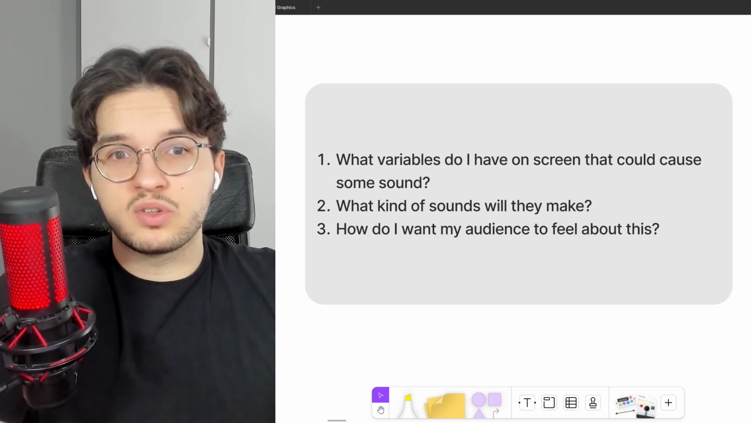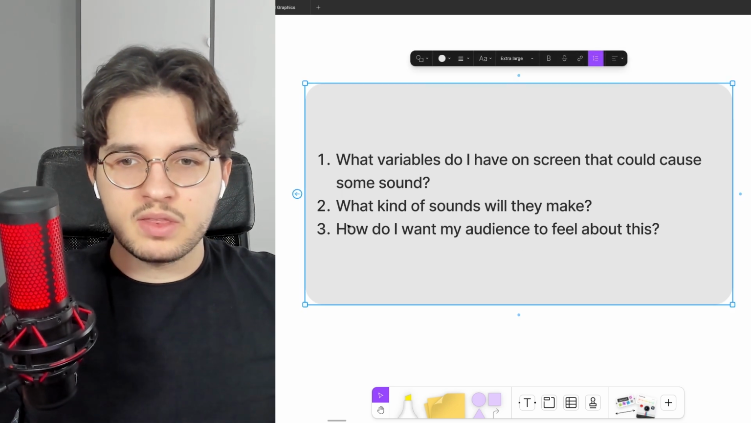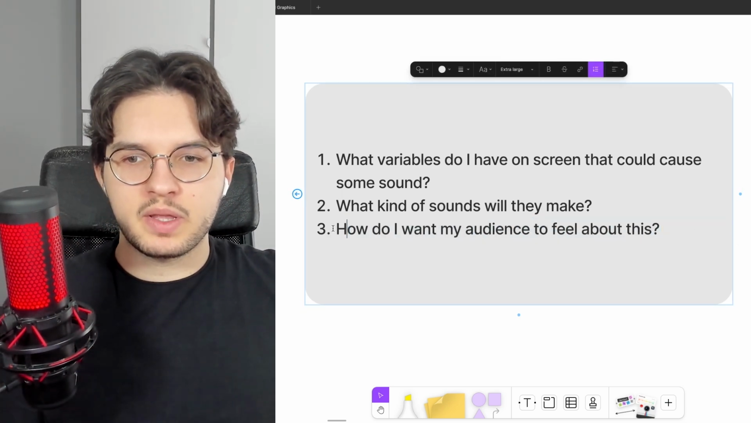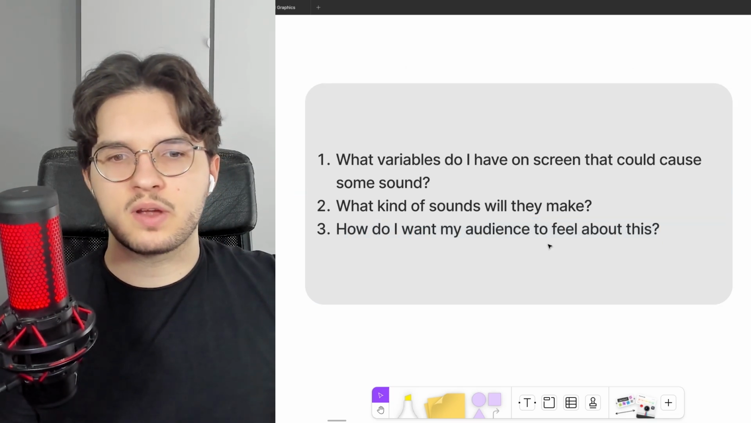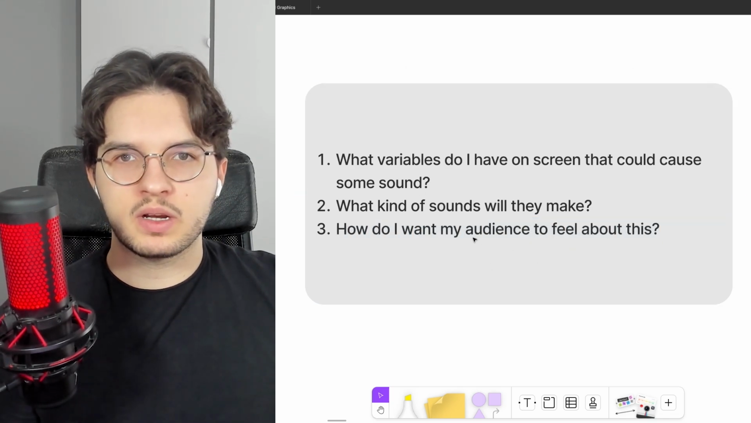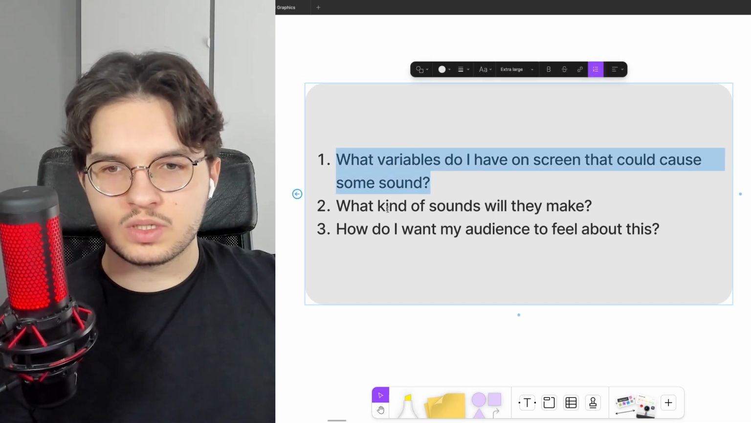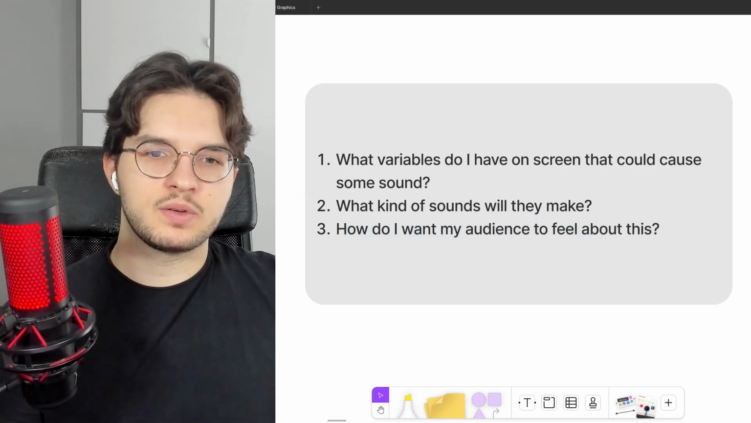That's just the sound that the computer will make. And number three is, how do I want my audience to feel about this? This is where volume and audio gain come into play. You pick what happens to cause a sound, what kind of sounds it will make, and now how do I want them to feel about the sound?